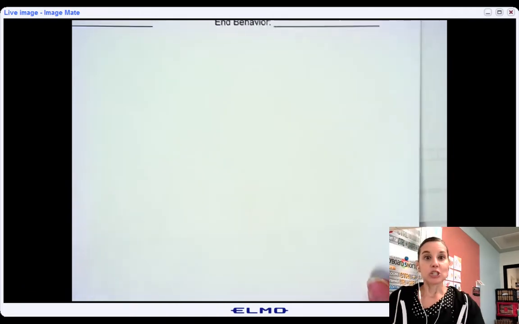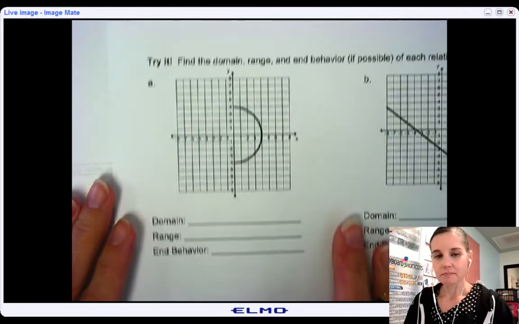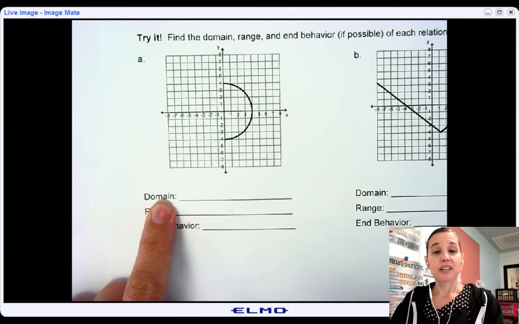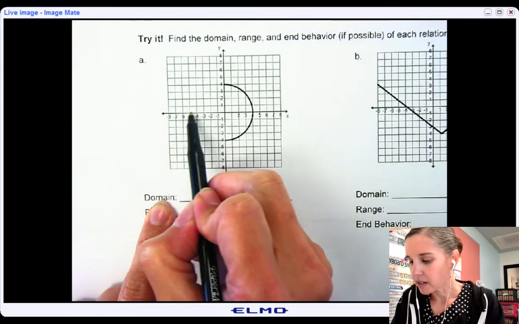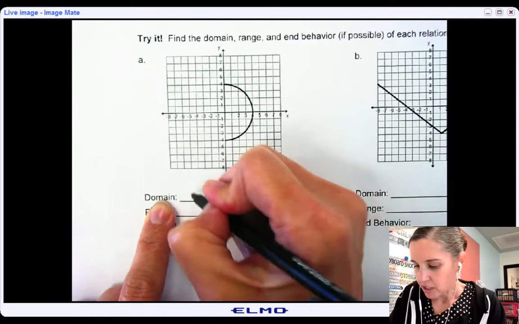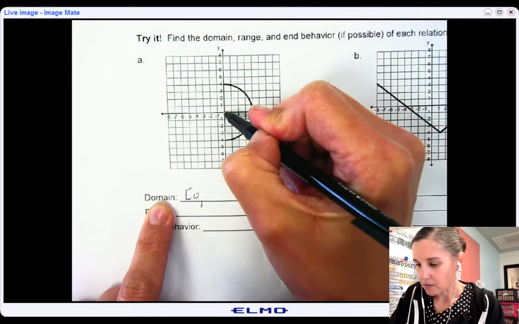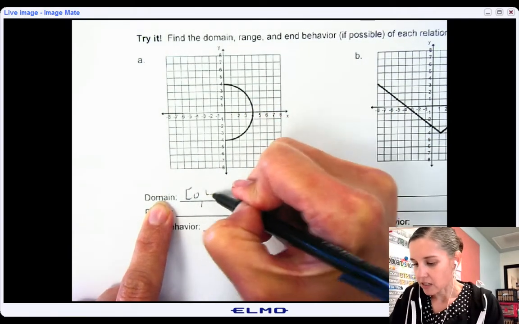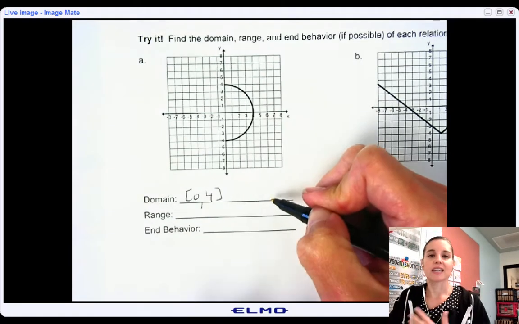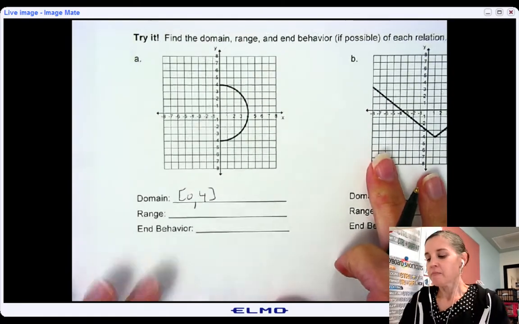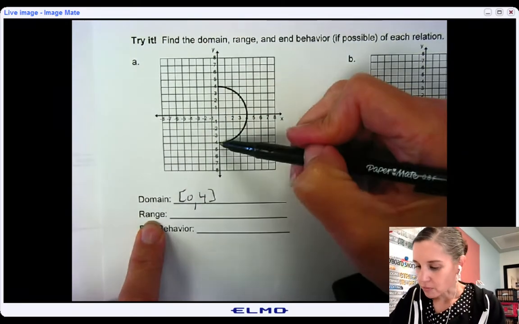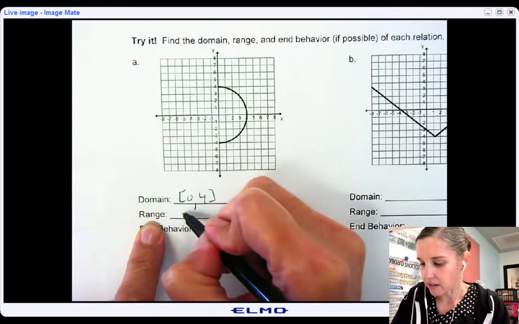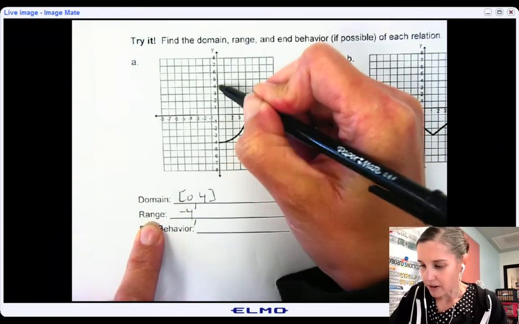All right, we've got 2 more to try. So domain, we set our x's. So come over here, nothing, nothing, until right here. So my first domain value is 0, all the way until I get to this 4. And again, you can write it as an inequality if you would like. Now the range, my lowest y value, I can see is -4. My highest y value is 4.